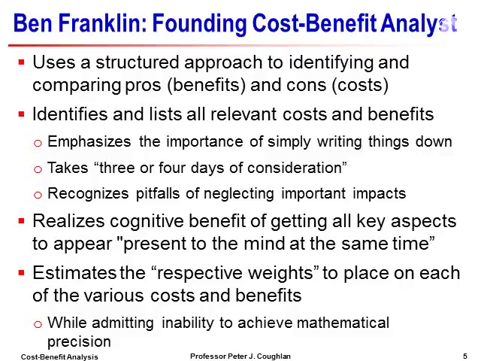He identifies and lists all relevant costs and benefits, and the emphasis here is the importance of simply writing things down, not just keeping them in your head, but actually documenting. That's step one: identify the pros and the cons and write them down. Don't do it in a half-hour sitting, but he actually takes 3 or 4 days of consideration, recognizing the importance of not neglecting relevant impacts. Something may not occur to you on day one, but if you go through thorough consideration, you may remember, and by maintaining this list, you can make sure you cover all of the possible pros and cons.